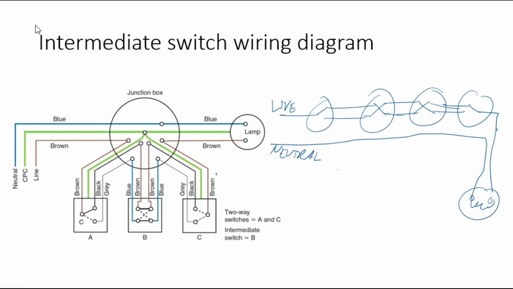So here you have several switches. Switch 1 and 4 are two-way switches, such as these ones, and switch 2 and 3 here are intermediate switches, such as this. The intermediate switch switches either in this direction or in the parallel direction.